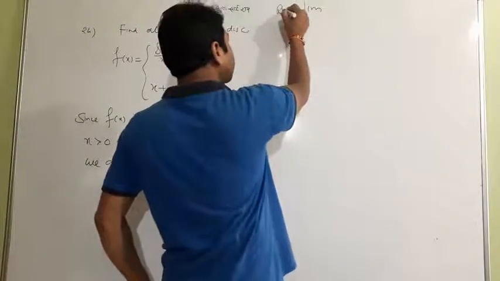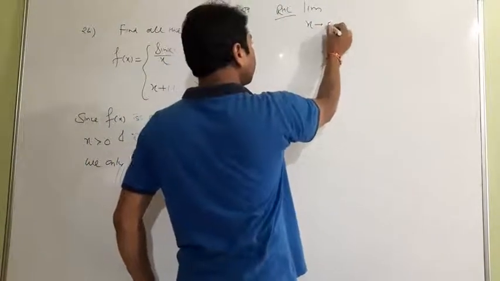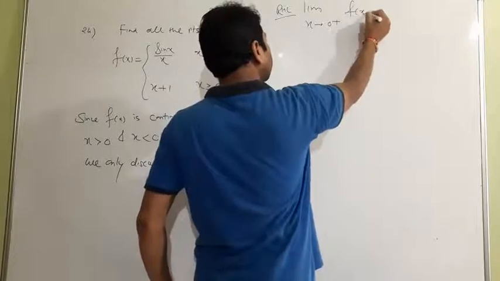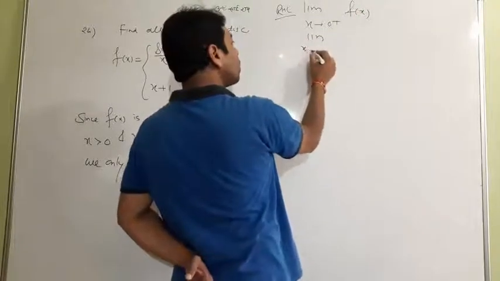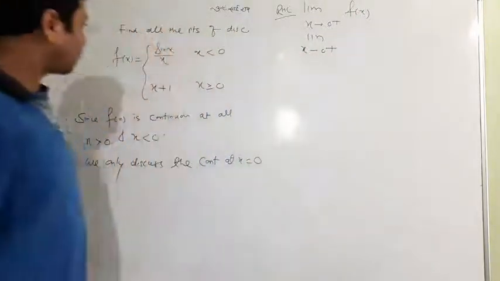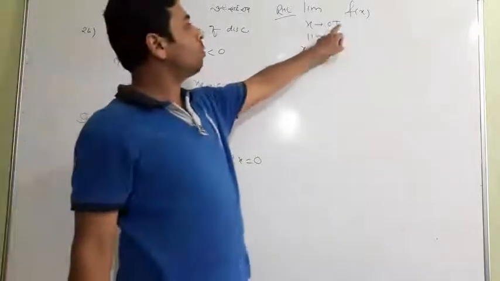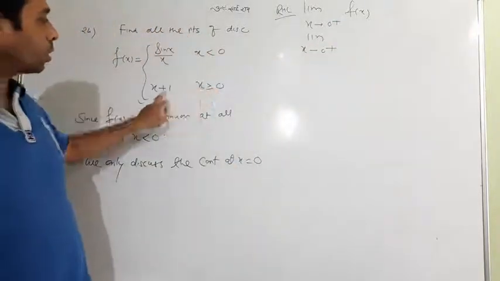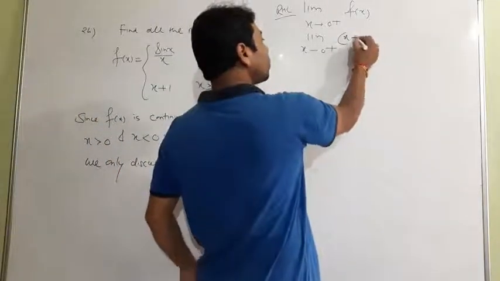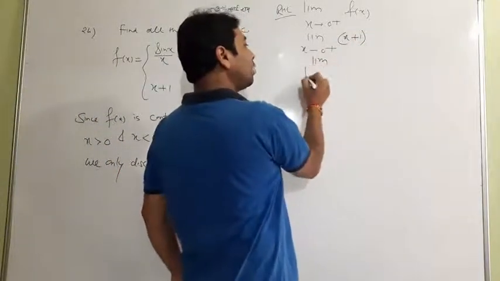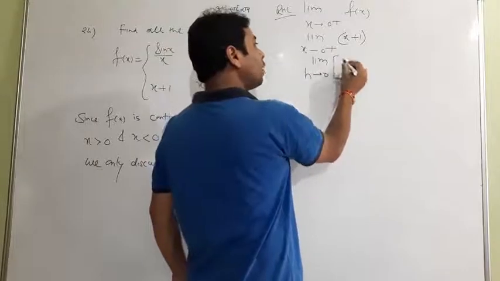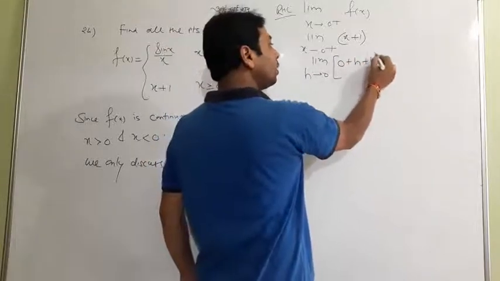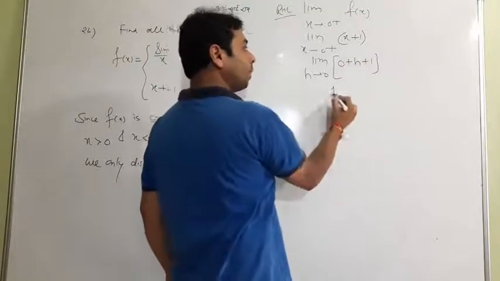First the right hand limit. This is the function. Now choose what is f of x. It is x tends to 0 plus, meaning x greater than 0, where the function is x plus 1. Turn x into h: instead of x, you will write 0 plus h plus 1. And as h tends to 0, it gives you 1.